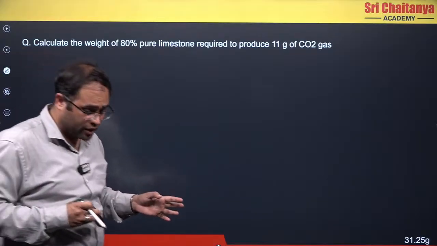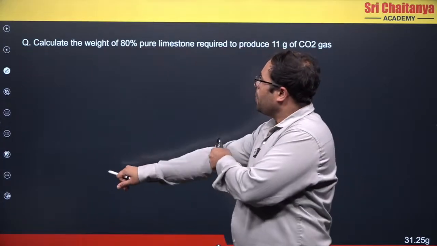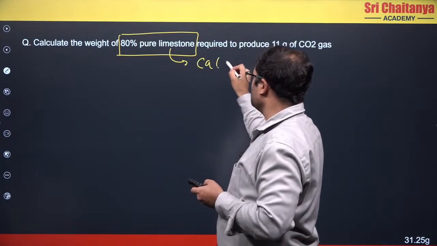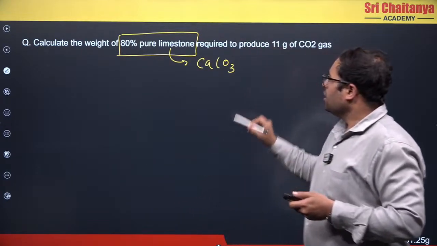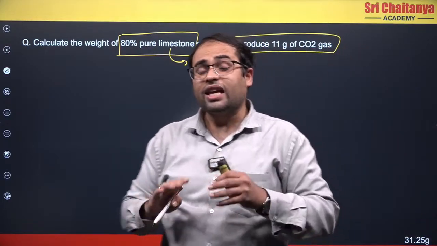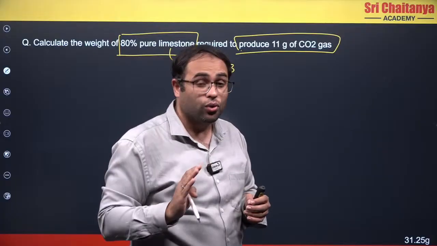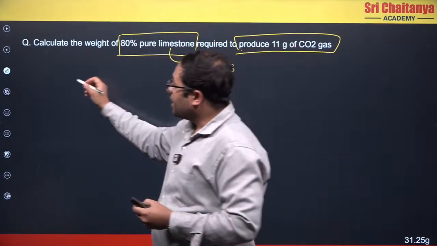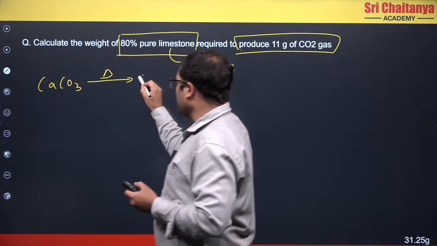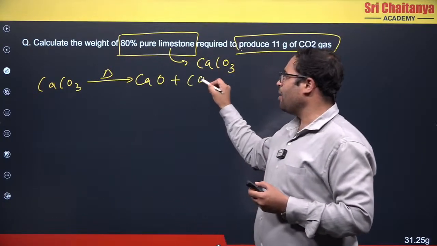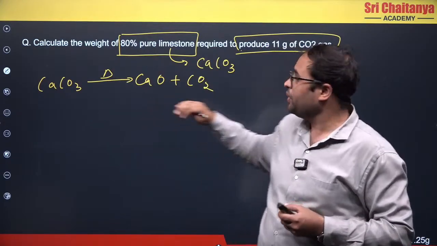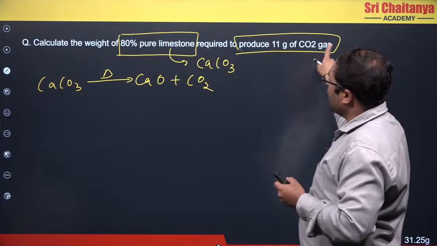How do we apply it to a question? Let's see that. Now, I have 80% pure limestone. Limestone is basically calcium carbonate, required to produce 11 grams of carbon dioxide. Now, one thing that you have to know from your knowledge is that calcium carbonate, when it is heated, breaks down into calcium oxide and carbon dioxide gas, right? So these equations, you should know how to write them, right? So it produces 11 grams of carbon dioxide.